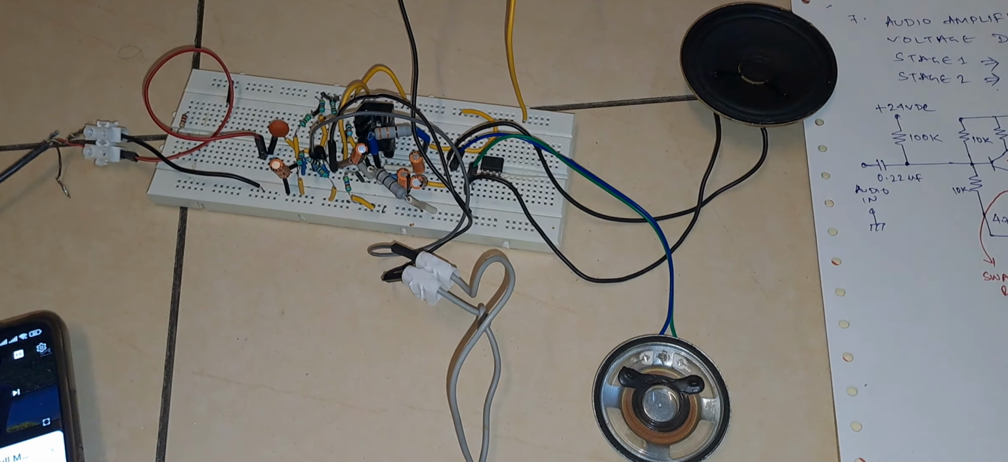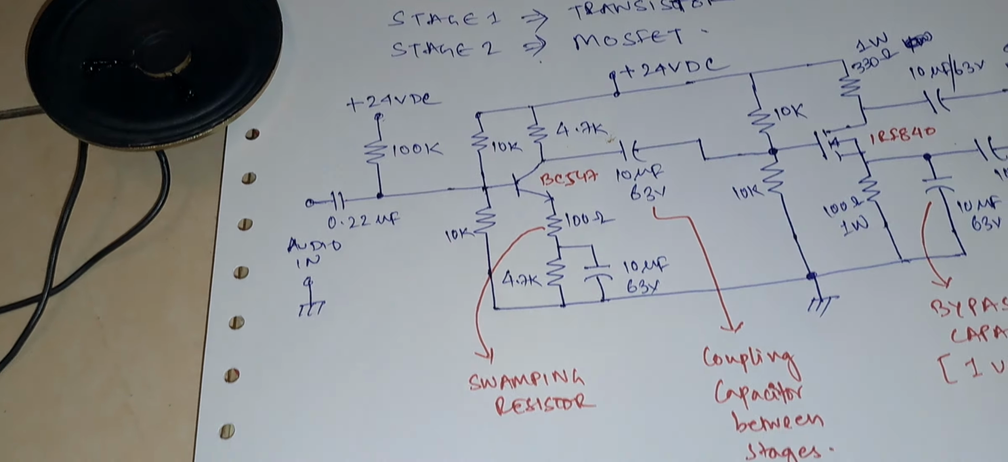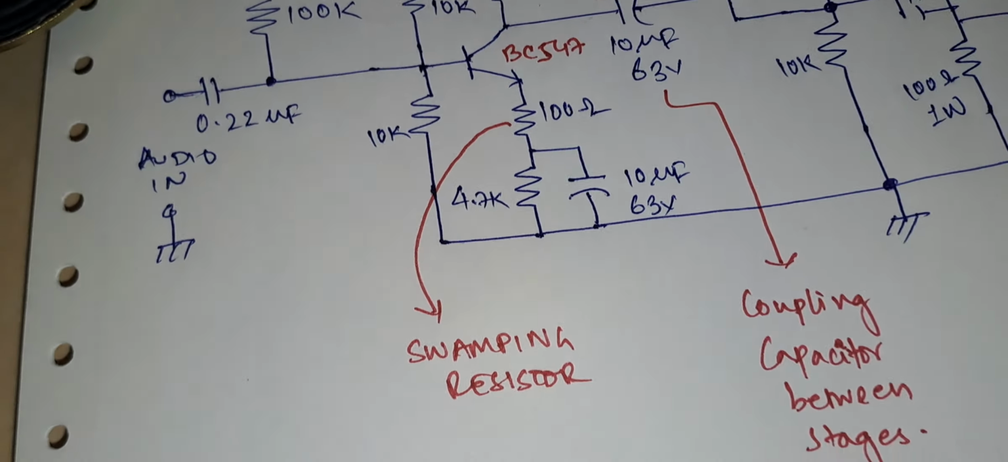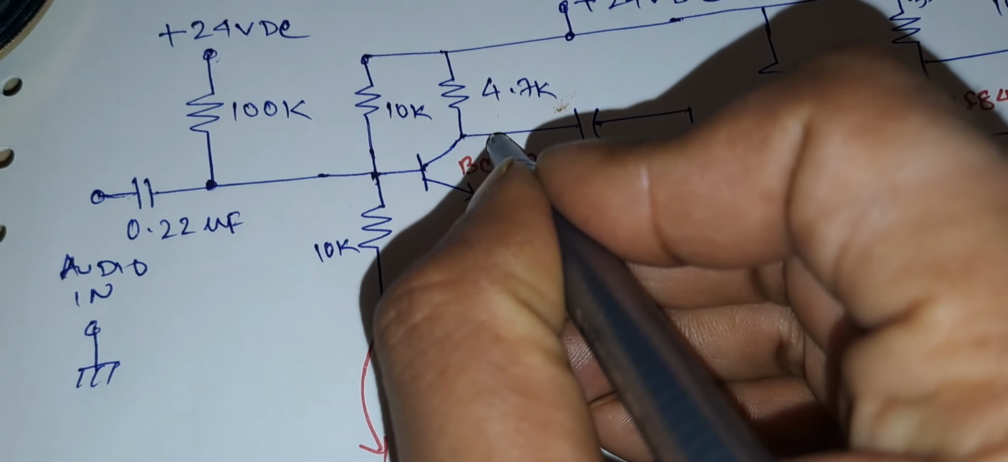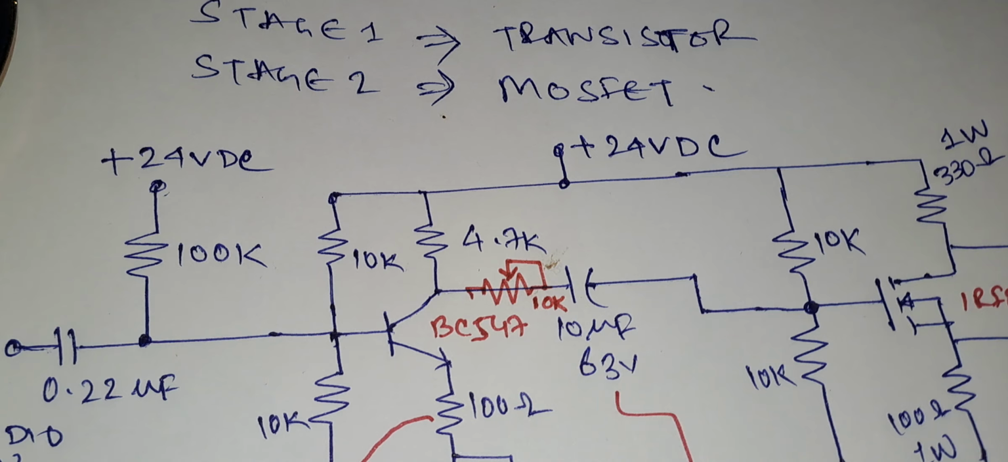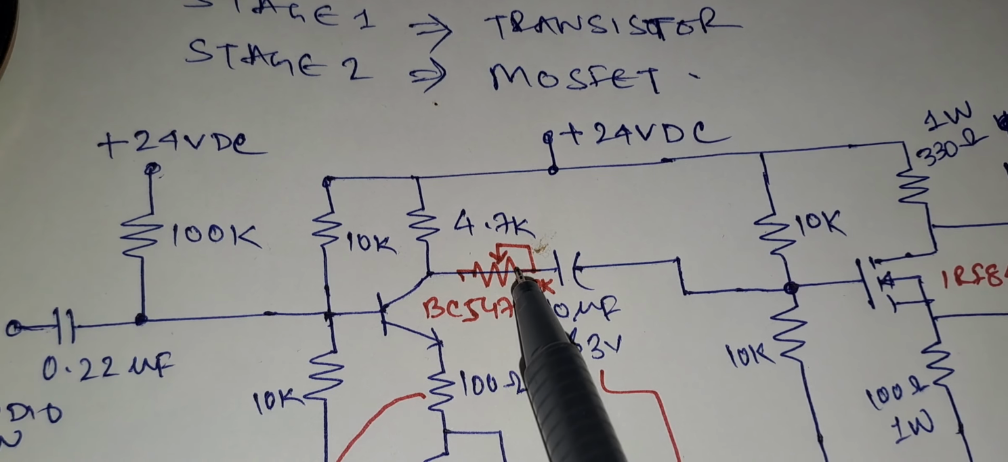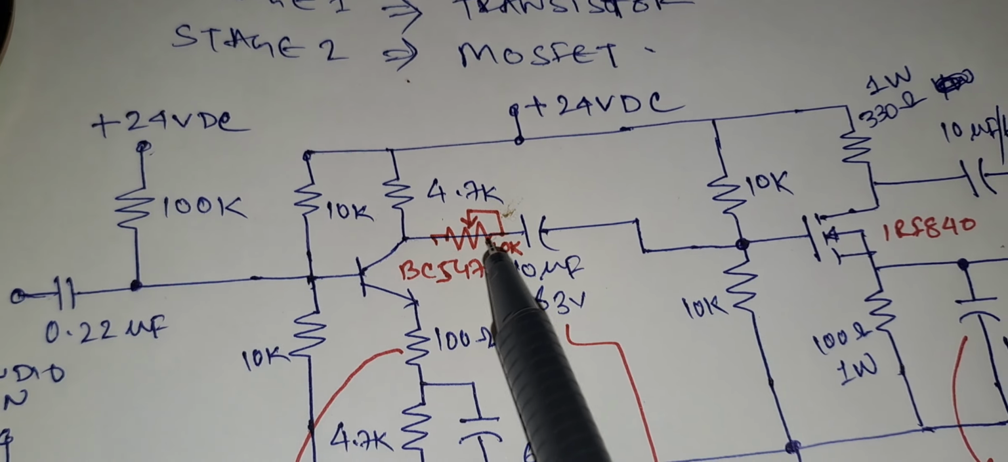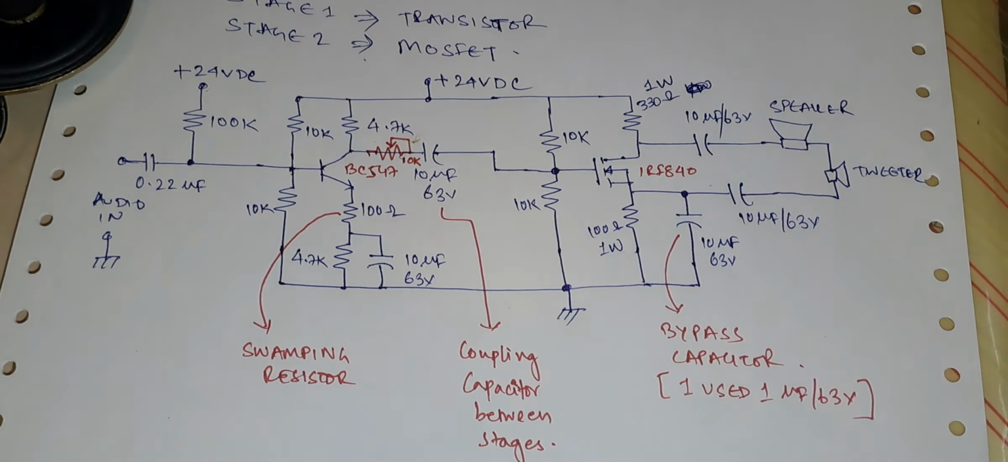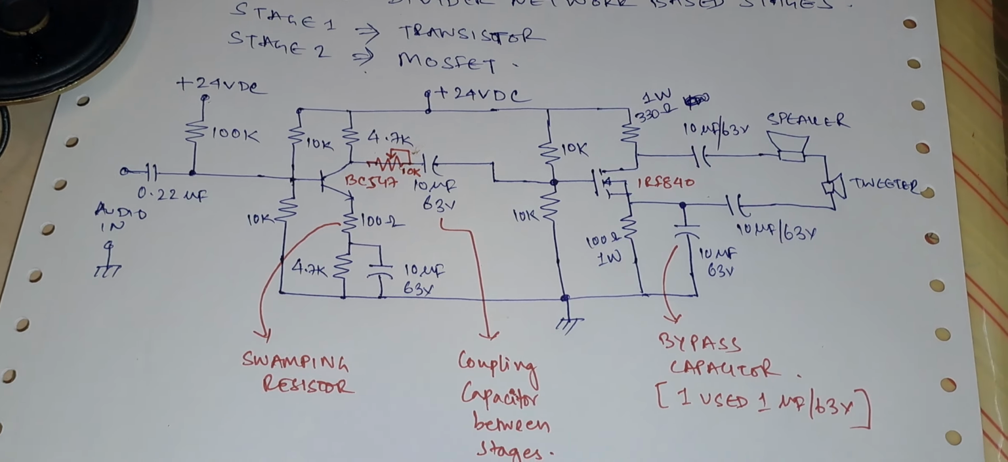circuit is performing. Here I forgot to add the volume control resistor. We need to add a volume control resistor here. I forgot to write it here. As you can see, this is a 10K volume control resistor. This resistor will be used for volume control. This is how the circuit diagram looks. Thanks a lot. Thanks for watching.